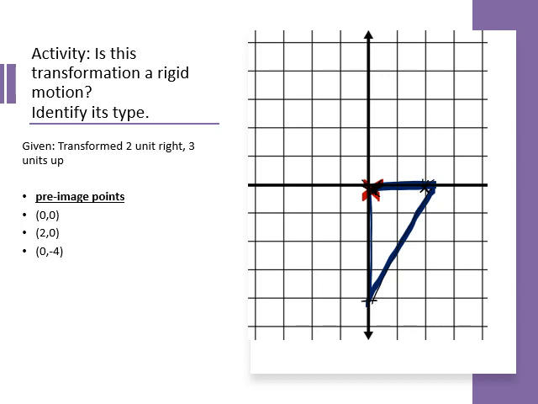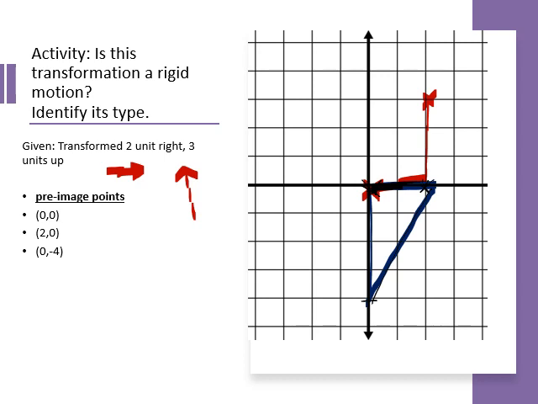So I'm gonna go 2 units to the right and 3 units up. I'm gonna go 2 units, 1, 2, okay, and then 3 units up, 1, 2, 3. So it should be here. That's my new point. I'm gonna go for the other one.